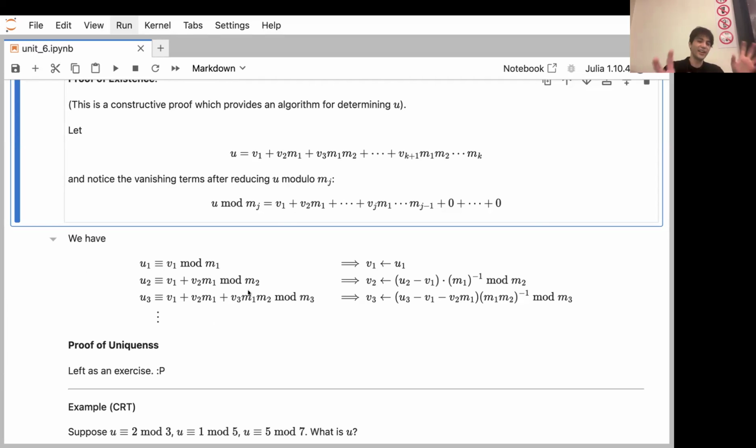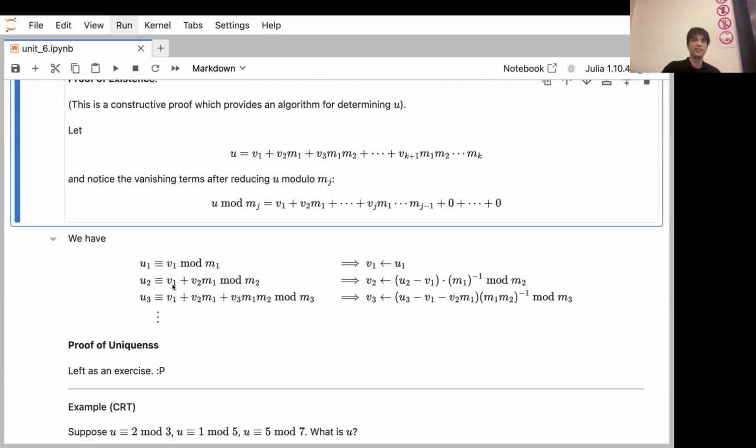V1. Or sorry, I guess that's U1. Okay, so now we have V1. What happens if I take this expression mod M2? Well, we know U mod M2 is U2. What happens to the right-hand side of the expression? This sticks around, but there's an M2 here, so it vanishes, and so does everything subsequent to it. So the second expression says U2 is congruent to V1 plus V2 times M1 mod M2.